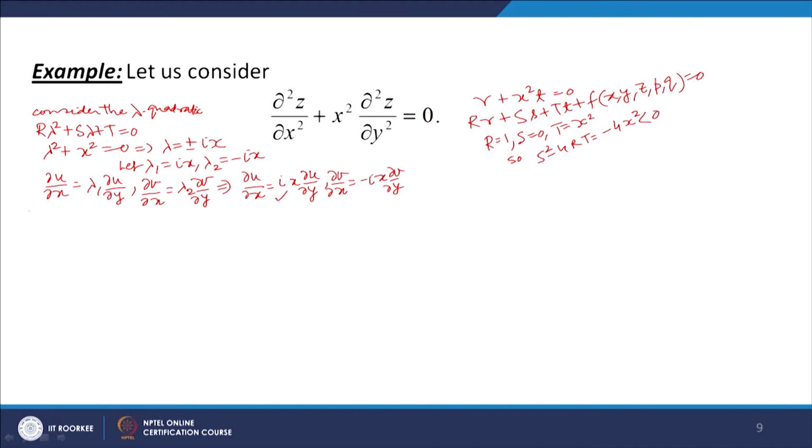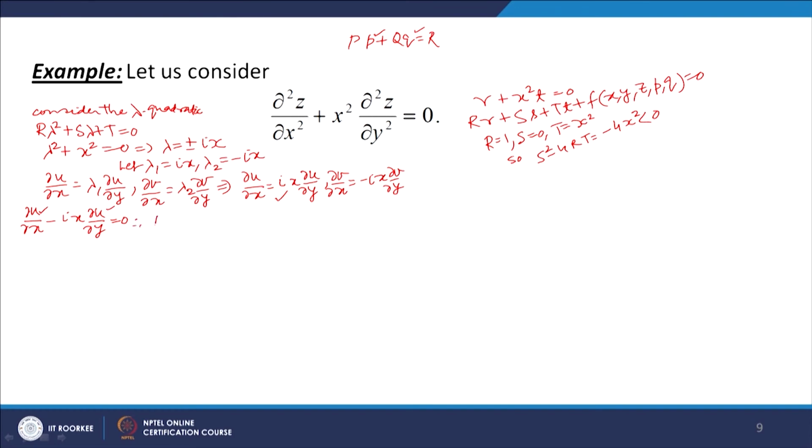So, this can be written as, now this is a Lagrange equation of the form P p plus Q q equal to R, okay, where P and Q are these u x and u y. So, P is equal to 1 and Q equal to minus i x, R is equal to 0.